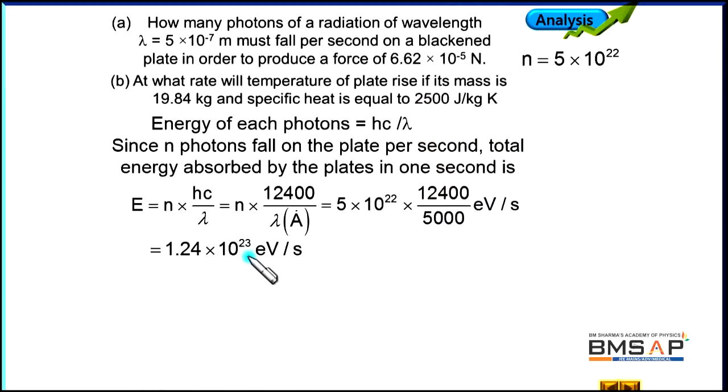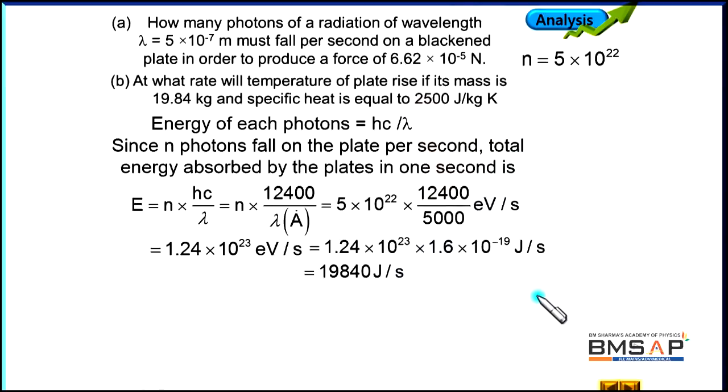So, this is in electron volt per second, and if we multiply this, after calculation it is equal to 19840 joule per second. That means, this much energy is incident on the plate per second. The plate is absorbing this energy. That means, its temperature will keep on increasing.